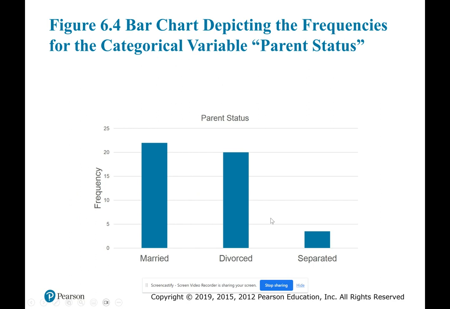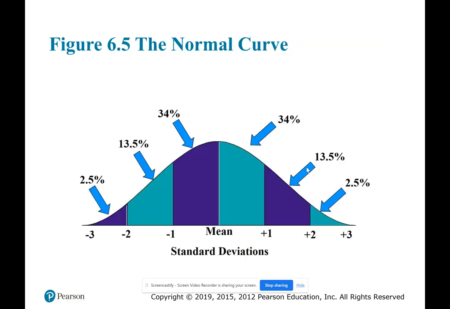Okay, so here's a bar chart showing you categorical scores of the variable parent status. So these were put in a category where they were married, divorced, or separated. And then you can create figures in your research that represent this, so it's easier for those reading your research to be able to see the data. Okay, so you're familiar with bar charts.